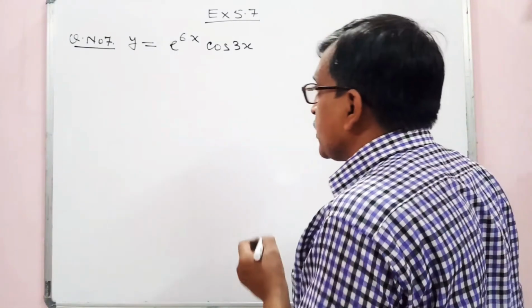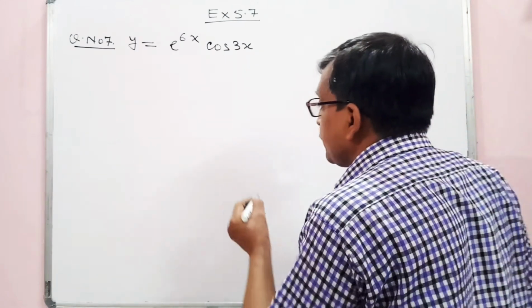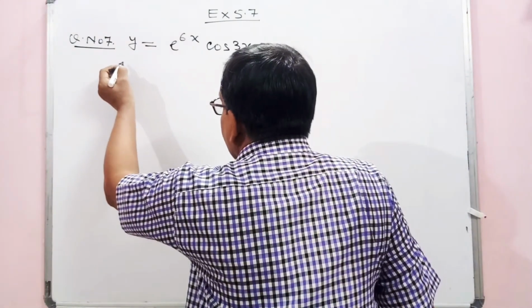Now you see question number 7, y equals e raised to power 6x cos 3x. And we differentiate with respect to x.